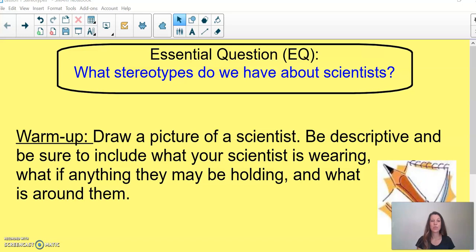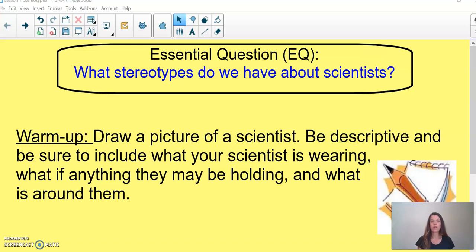Today we are focusing on the essential question: what stereotypes do we have about scientists? You were asked to start off by drawing a descriptive, very detailed picture of what you believe a scientist looks like. We asked you to focus on what the scientist was wearing, what if anything they were holding, what might be around them, and what they're doing in your picture.